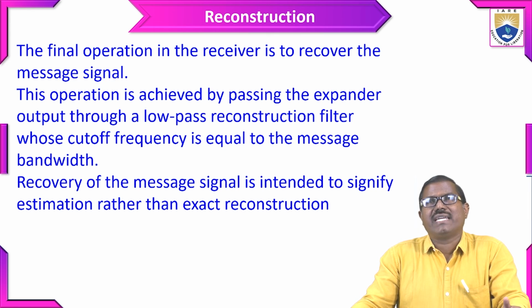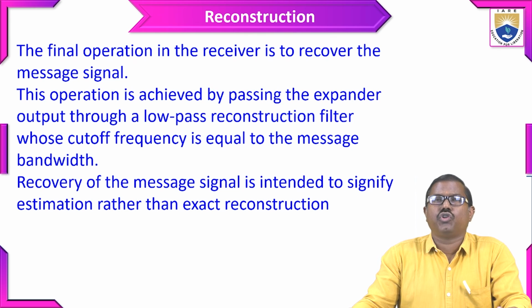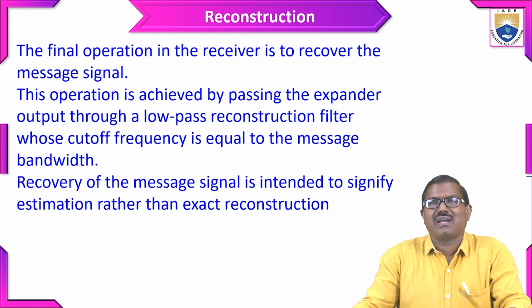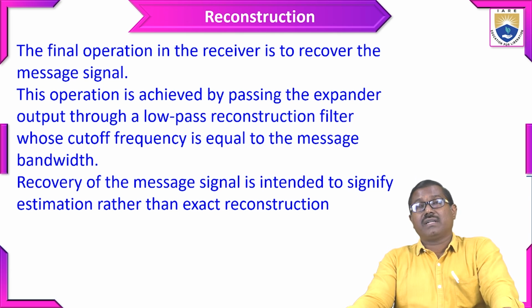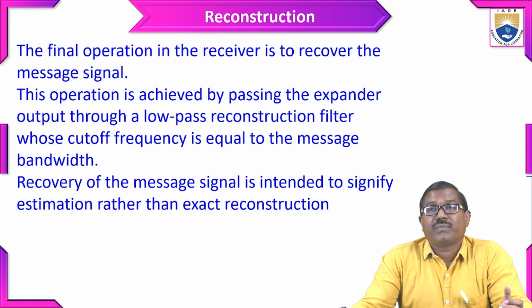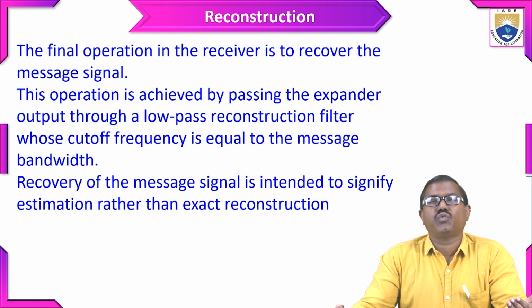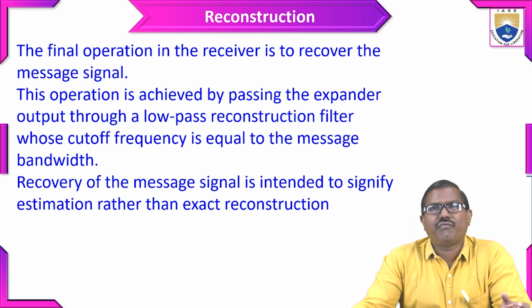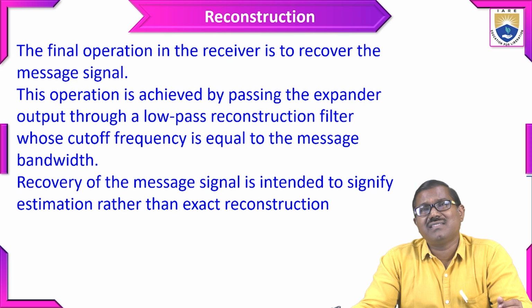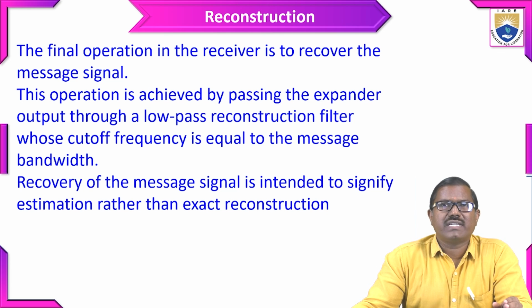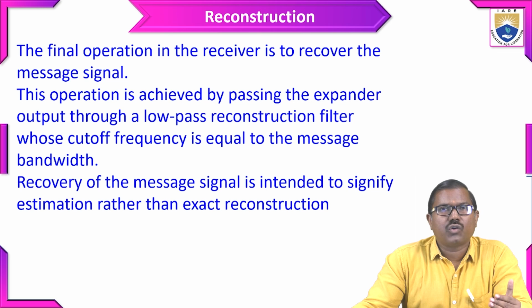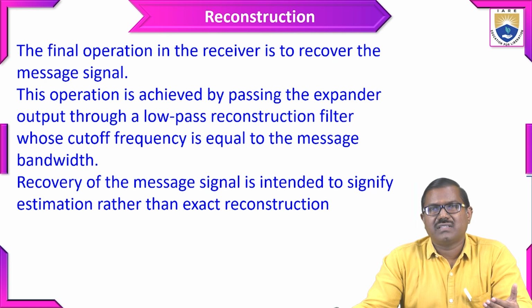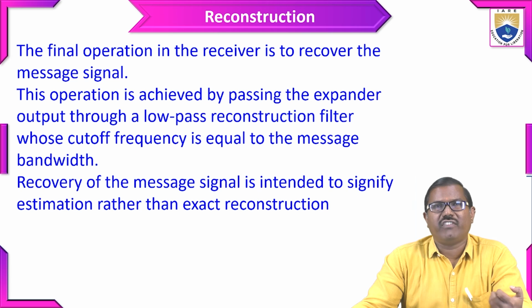This operation is achieved by passing the expander output through a low pass reconstruction filter whose cutoff frequency is equal to the message bandwidth. Here I am taking the cutoff frequency equal to the message bandwidth. My aim is to allow the message only, not the noise. Generally, the message is a low frequency signal, whereas the noise is high frequency. So I am using a low pass filter, which allows the low frequency signals. That means the message is going to pass through the filter.